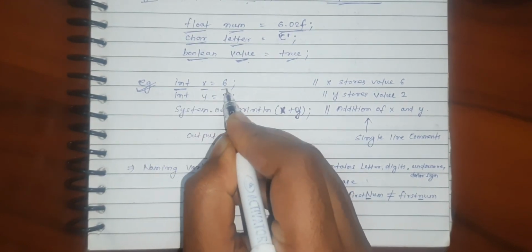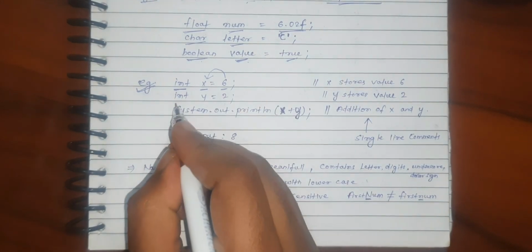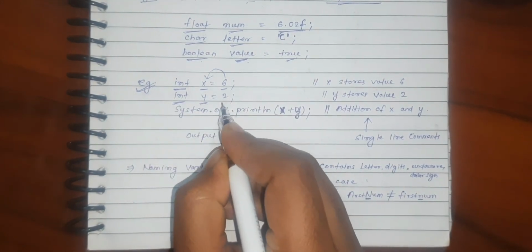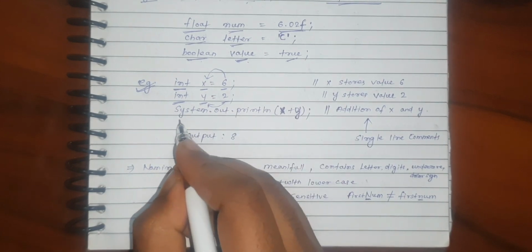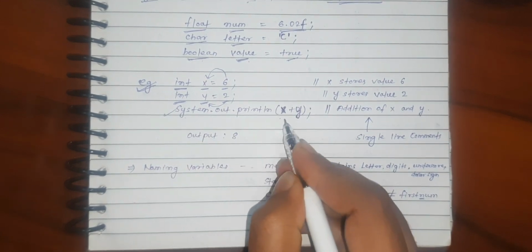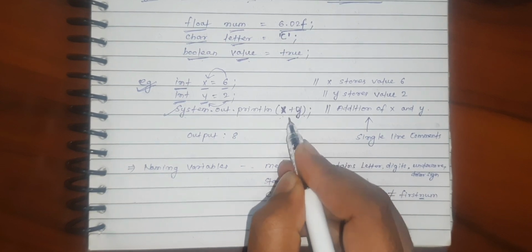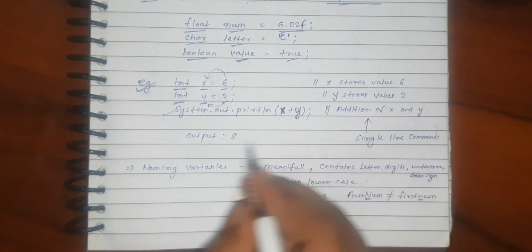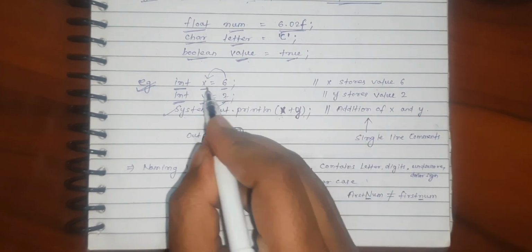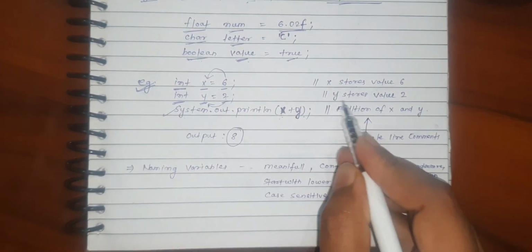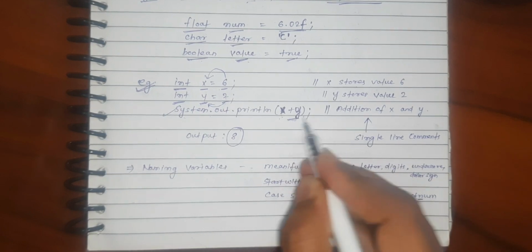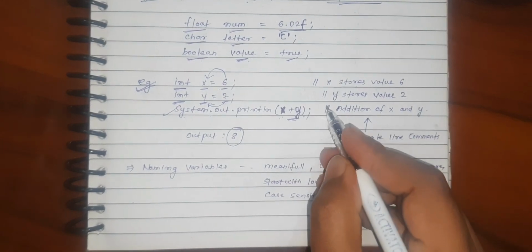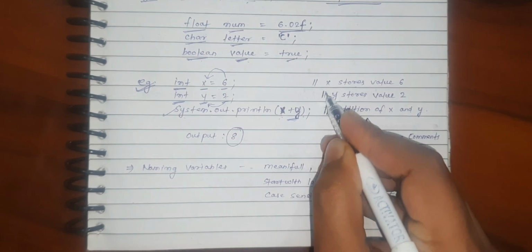Now a few more examples. If we take int type x, variable name, assigned 6, so 6 has been assigned to x. Int type y, and 2 has been assigned to y. If we perform an operation, System.out.println x plus y, as we discussed in the previous lectures, x and y will be added, that is 6 and 2 will be added, and the output will be 8. So here x stores the value 6, y stores the value 2, and this statement does the addition of x and y. This is a single line comment, which we already discussed in the previous lecture.